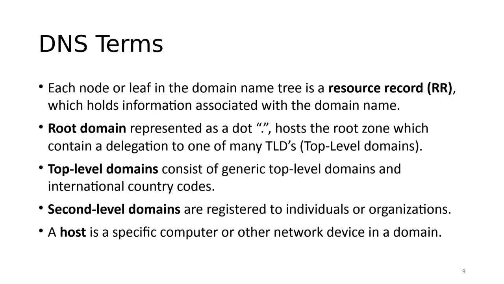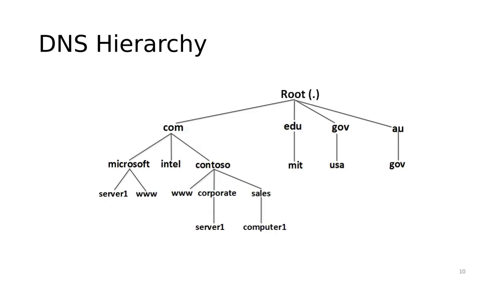We have the top level domain, TLD. It consists of generic top level domains and international country codes. For example, .AE, .UK, .FR, depending on the country. Second level domains are registered to individuals or organizations. Remember we said Microsoft. A host is a specific computer or other network device in the domain.